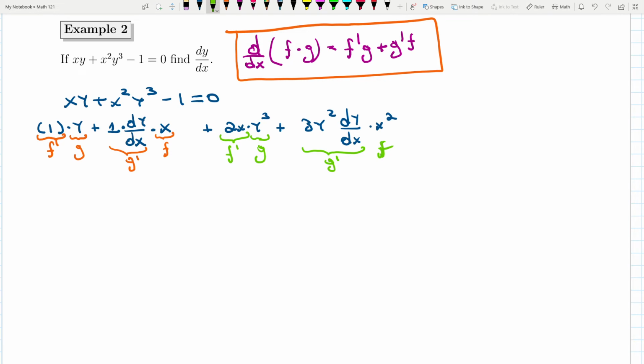And I'm getting a little lag here. I don't know why.